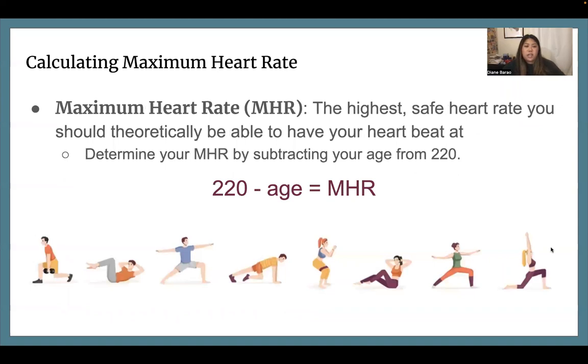Then you will calculate your maximum heart rate. So this is the highest safe heart rate you should theoretically be able to have your heart beat at. And that's going to be 220 minus your age. And it's important that we calculate these numbers so that you can target your heart rate and stay in the safe zones.